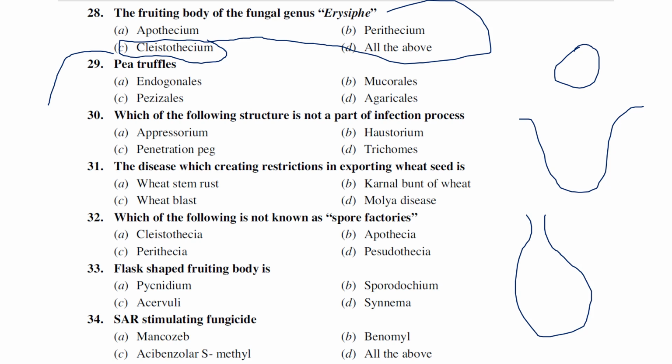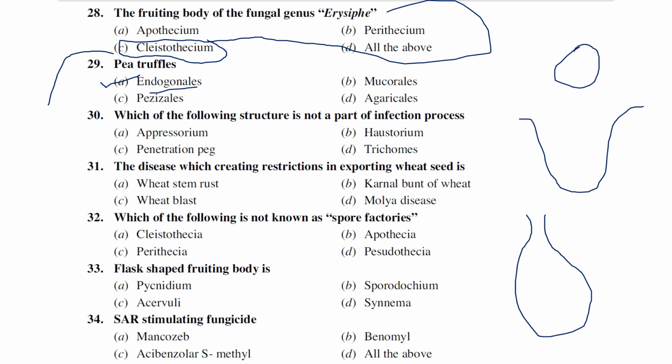Next one is P truffles: endogonals, mucorales, pezizales, agaricales. These P truffles actually come under endogonals, but some other truffles also come under maybe pezizales and other kinds of things. But generally, these P truffles are endogonals.